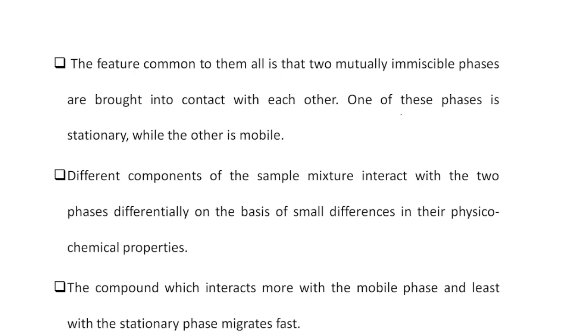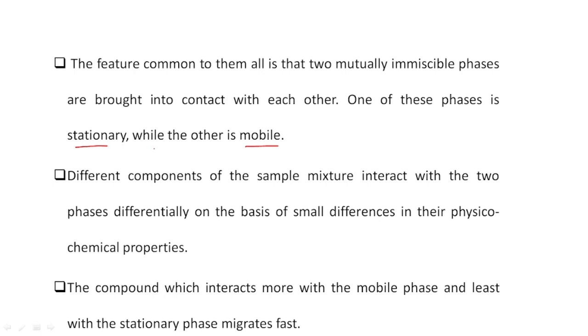In chromatography, the feature common to them all is that two mutually immiscible phases are brought into contact with each other. One of these phases is stationary while the other is mobile. Different components of the sample mixture interact with the two phases differentially on the basis of small differences in their physical and chemical properties. The compound which interacts more with the mobile phase and the least with the stationary phase migrates fast. So in chromatography we use two phases, one is the mobile phase, another is the stationary phase. These two are immiscible, so they are not mixed.